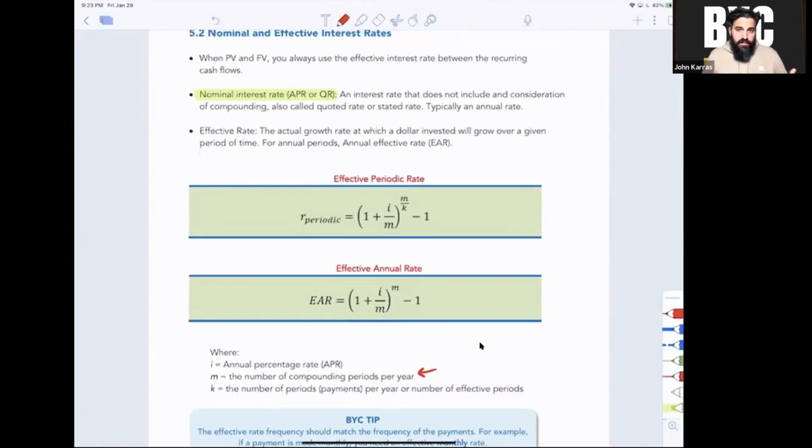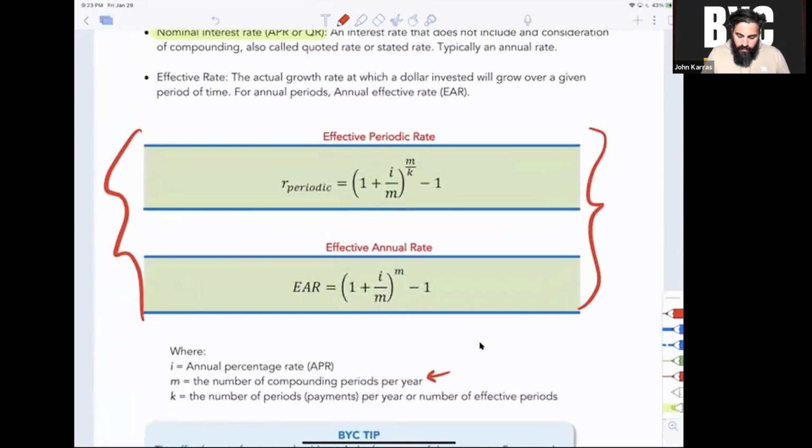Okay, you're starting to see kind of the idea, right? If you're going to make quarterly payments on a loan that you took, okay, to solve that question, you would need an effective quarterly rate. So that's the whole purpose of these formulas. We use the first formula when we're trying to find an effective rate that isn't an effective annual rate. So for example, if you want to find a monthly rate, a quarterly rate, a daily rate, you would use that first formula.